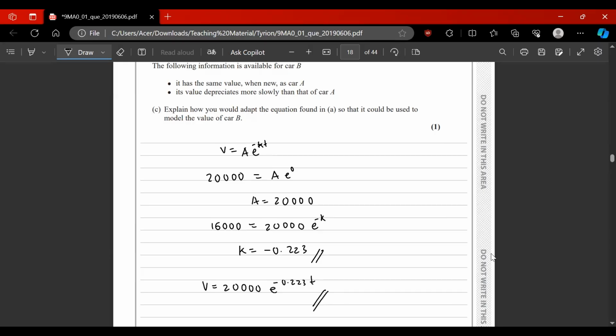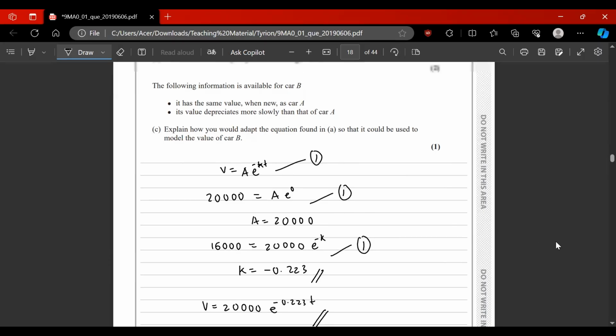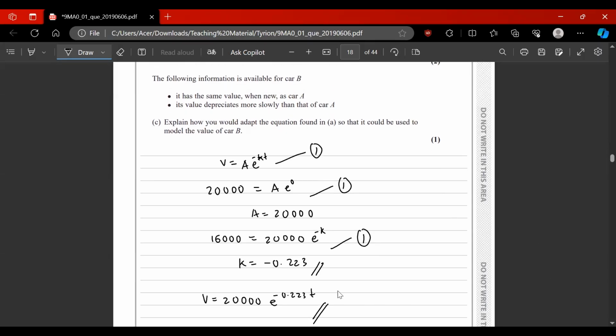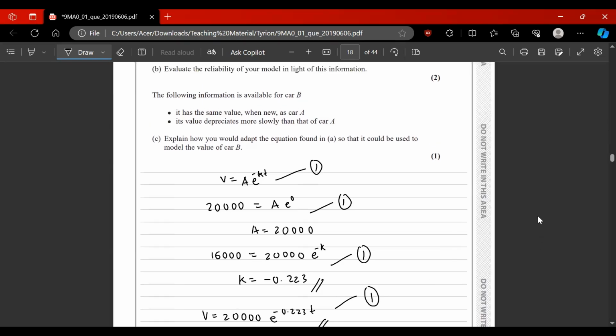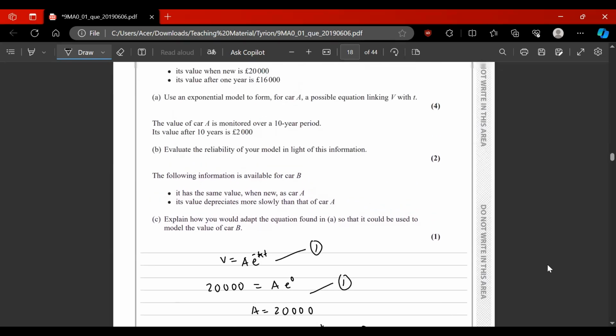So the marks distribution for this question is: initially using the correct model gives you 1 mark, then using the correct substitutions to find each of the constants gives you another mark, and then finally getting the correct model gives you the final mark. Right. So now let's move on to part B.